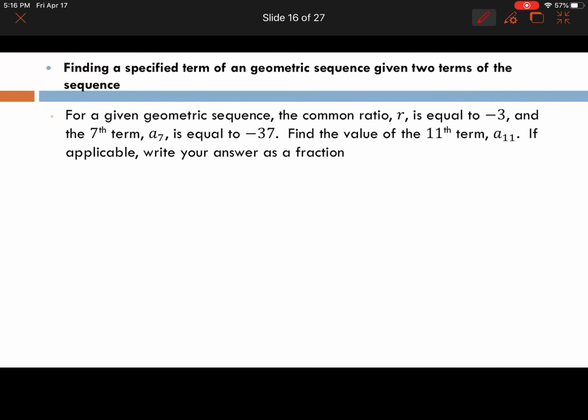Okay, so here's a problem where we might use that. In this one, we know the common ratio, and we know the 7th term, but we don't know the first term. So we're trying to find the 11th term. So we'll take a sub 11, and this time we want a sub k. So remember, we're using this equation. It's on your paper, but it's not on mine.